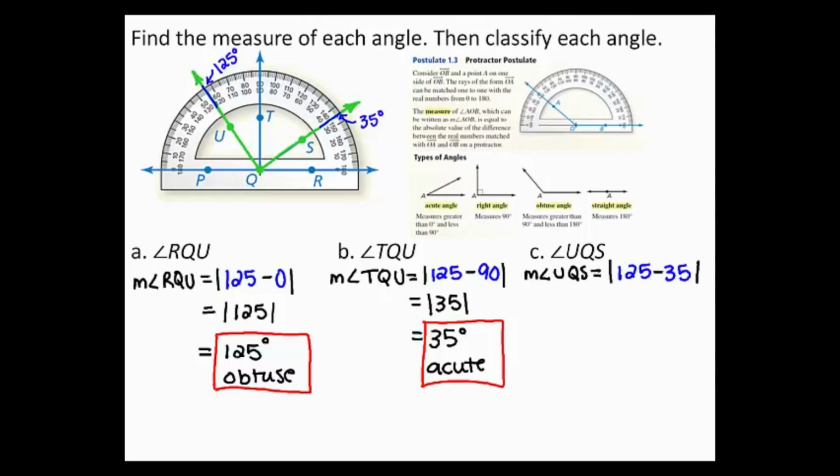When you simplify, 125 minus 35 gives you 90, and the absolute value of 90 is 90. So, the measure of angle UQS is 90 degrees. Now, because the measure of this angle is 90 degrees, angle UQS is a right angle.